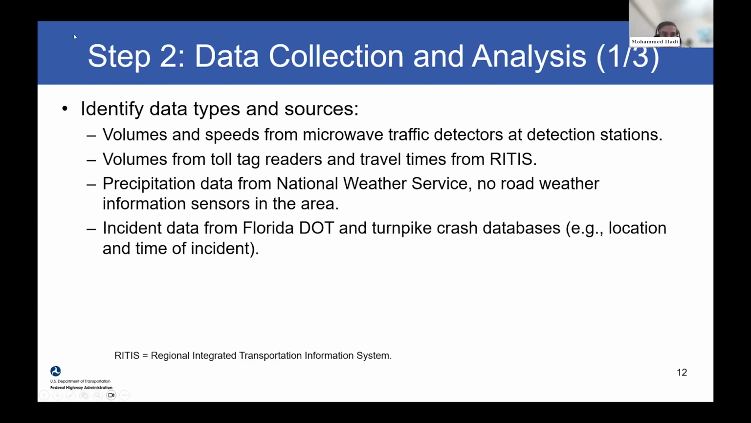So the data we have is volume and speed from microwave traffic detectors at a detection station, and also volume from toll tags. Fortunately, we have a few locations where the toll tag readers are in the same location as the count station. So we were able to confirm that the count stations provide similar results, the 2 sources confirming each other that way.